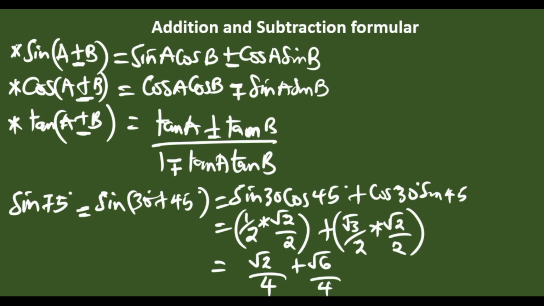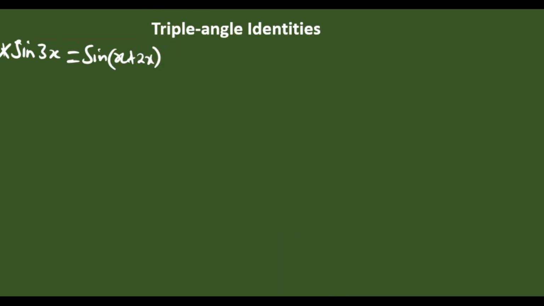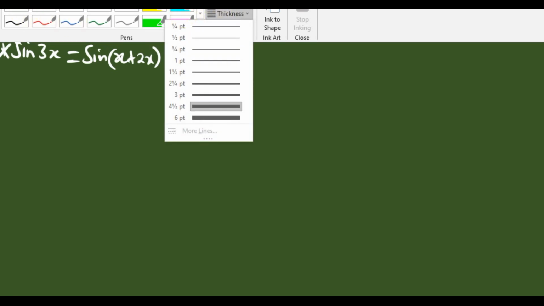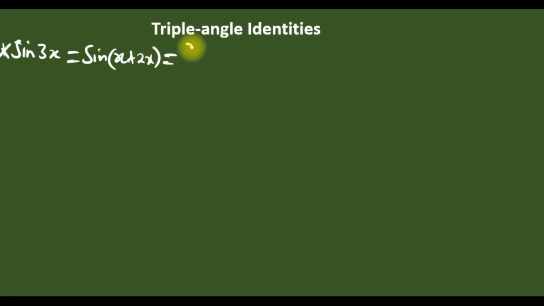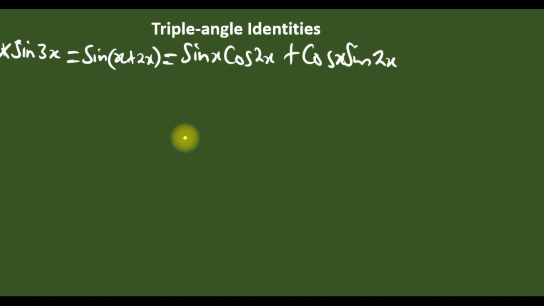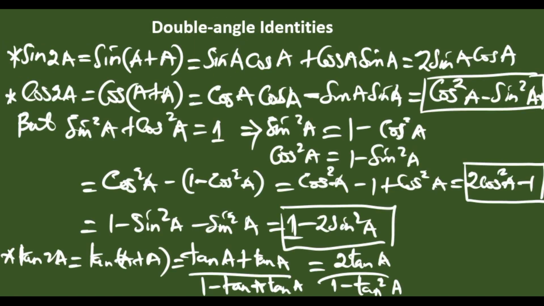So we have sine x cos 2x plus cos x sine 2x. That's from our addition identity. But we know cos 2x from our double angle identity is, okay, we have three expressions for that.